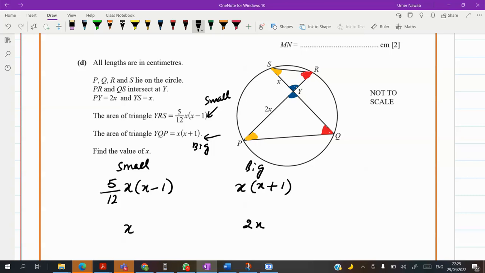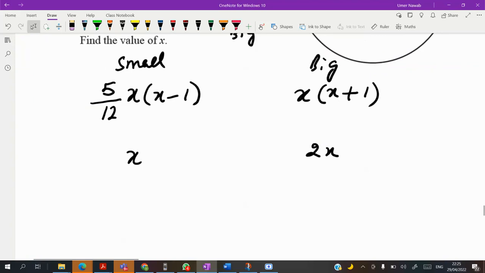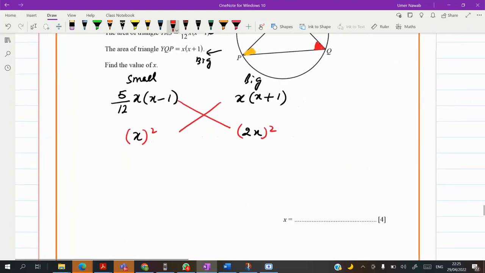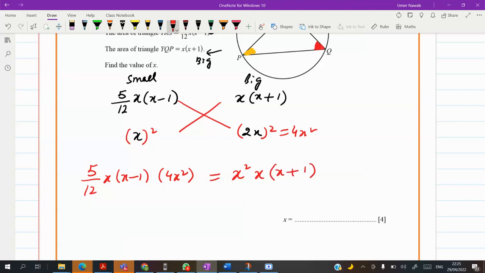Clear? I need to put the square on the sides if I want to put square. If I want to put the square root, then I put it on areas. As you all remember, in similarity, we do it like this. So go ahead, guys, and try to solve this equation. Now 5 over 12 times x minus 1 is multiplied with 4x squared, because this is 4x squared, is equal to x squared multiplied with x plus 1. Now 5 over 12, we get 4x cubed.